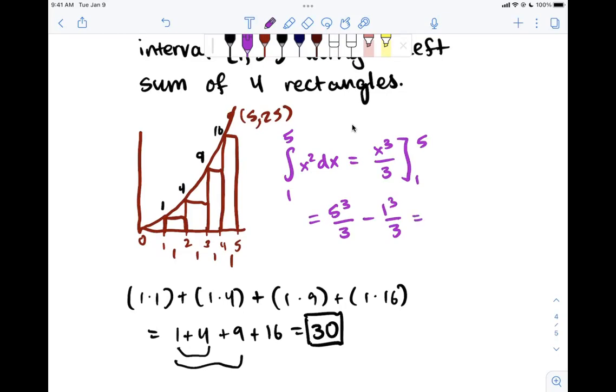So that is 125 over 3 minus 1 over 3. So 124 over 3, which is a little bit over 40. I think that's 41.3. So we can see it's bigger, and this is in fact exactly what we expect. If you want a challenge, you can try and do the same thing with 4 rectangles in the left sum or a midpoint sum.